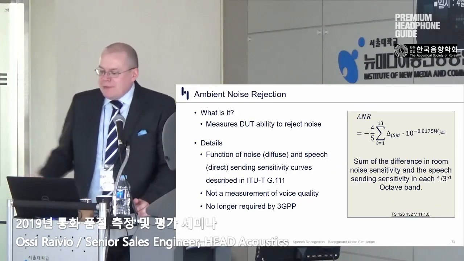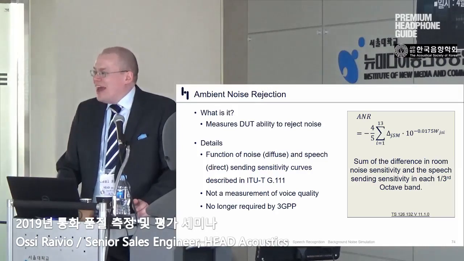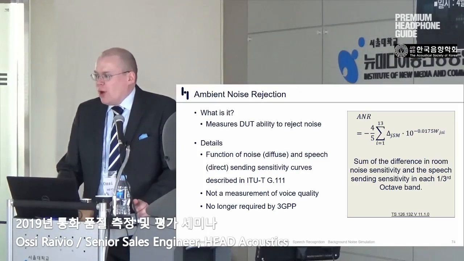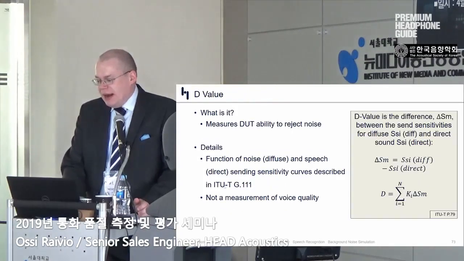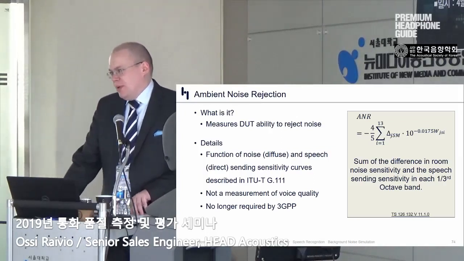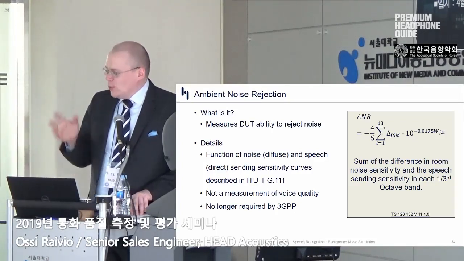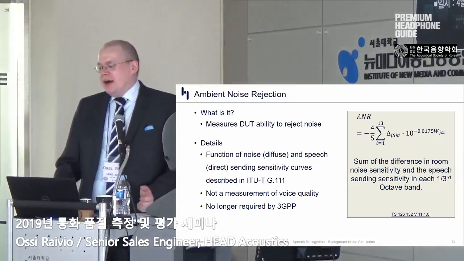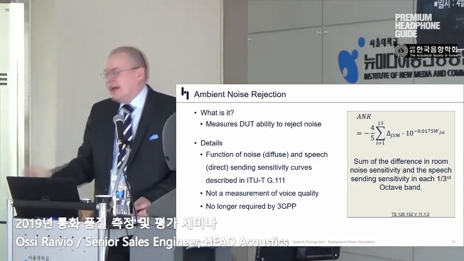But you can also take that into the weighting function. So in that sense, the main difference between ambient noise rejection and D value is just in the weighting function, how you do the summation. But otherwise, the measurement procedure and the interpretation is basically exactly the same. So there isn't that much difference between ANR and D value. The main difference is that D value comes from ITU, G111, and the ANR comes from 3GPP. Some people say that two standardization organizations, each of them, just wanted to have their own value, which is slightly different, but the basic idea how you measure it is very much the same. It all just goes down into the weighting function, how you calculate, in detail, how you calculate the value.